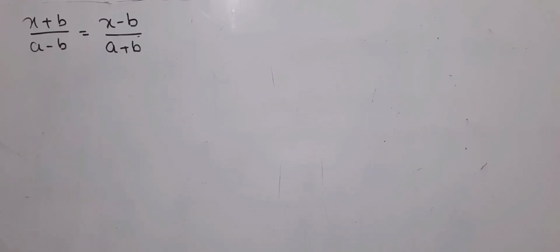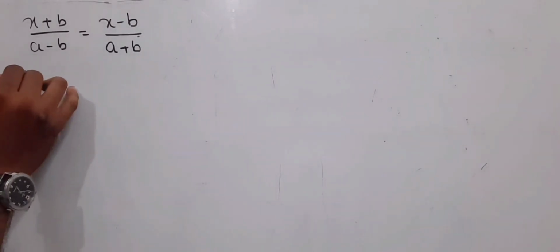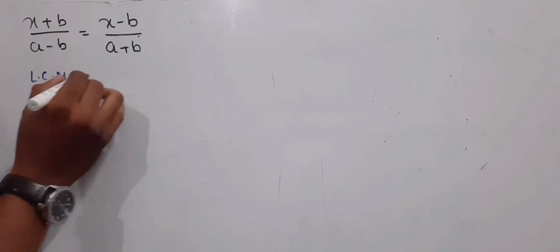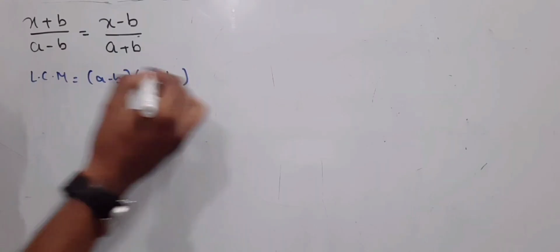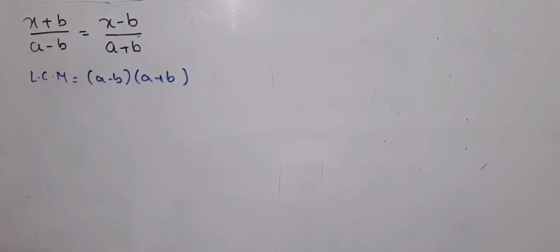So what is the LCM of the denominators? We have two denominators, a minus b and a plus b. So the LCM will have both a minus b as well as a plus b.